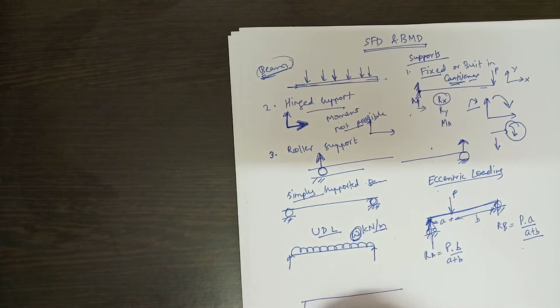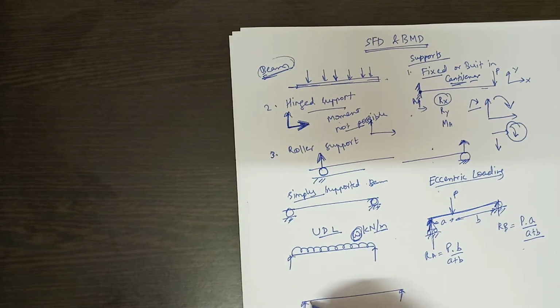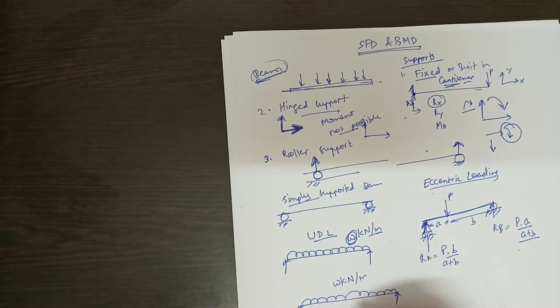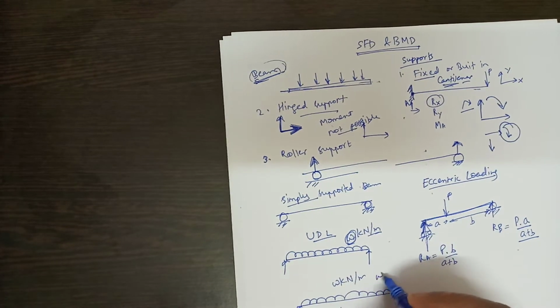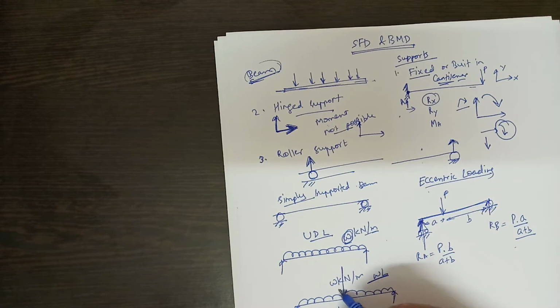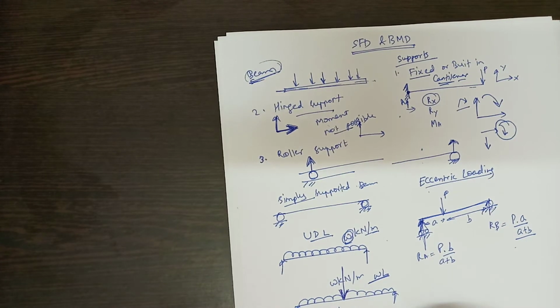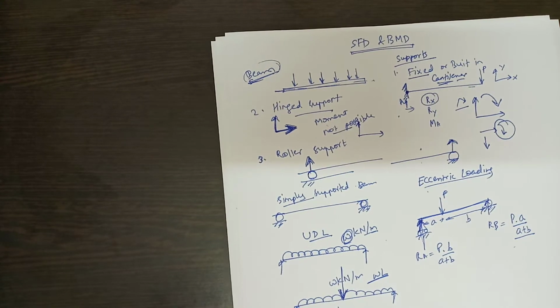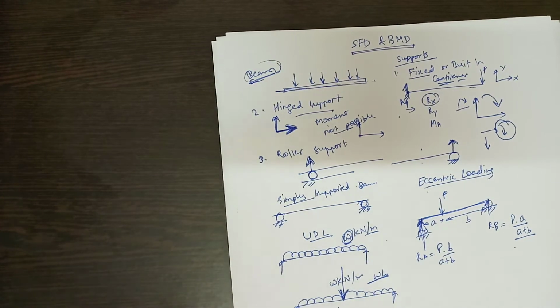For it to solve, suppose W is acting and the reactions are RA and RB. And this is W kilonewton per meter, length is L. So the total force that is acting on this beam is WL, because if for 1 meter it is W kilonewton, for L meter it will be WL, and this will be acting at the center of gravity of this force. Okay, so the reaction RA will be, since it is symmetric, WL by 2, and RB will be WL by 2 as well.